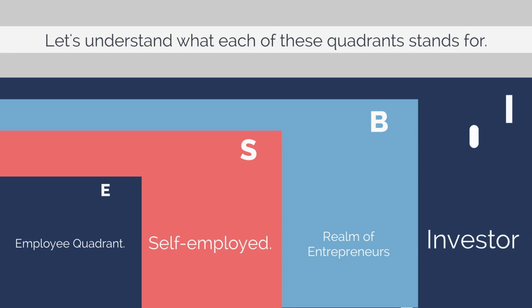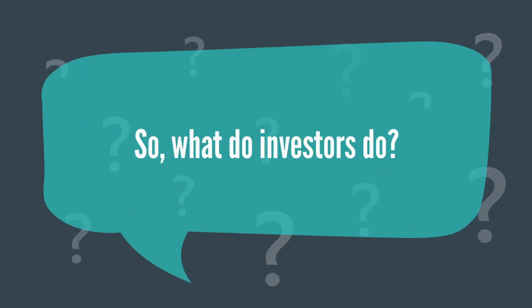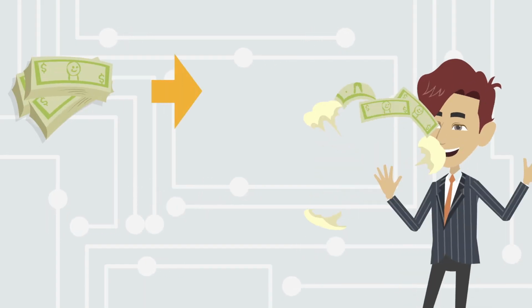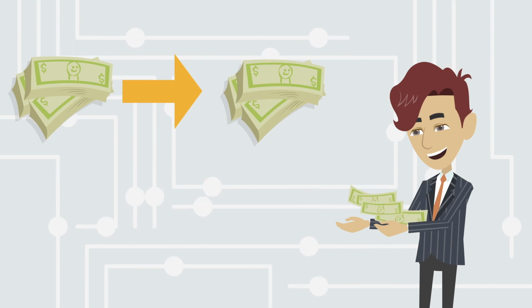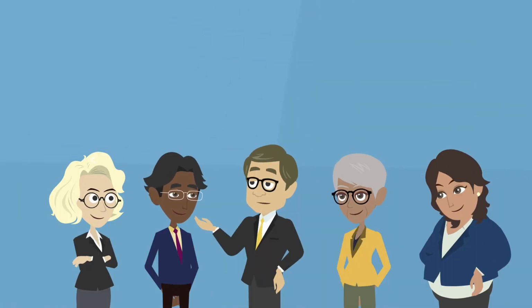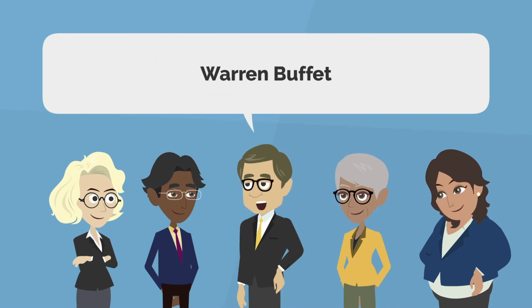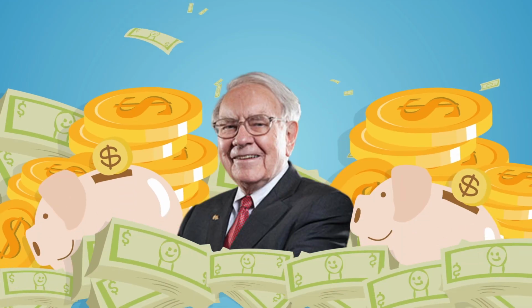Last but not least is the I quadrant. I stands for an investor. So, what do investors do? Simply saying, investors use money to create money. Who can ever forget the name of one of the greatest investors of this era, Warren Buffett? One who's among the richest people in the world now. They don't have to work, as their money is working for them.